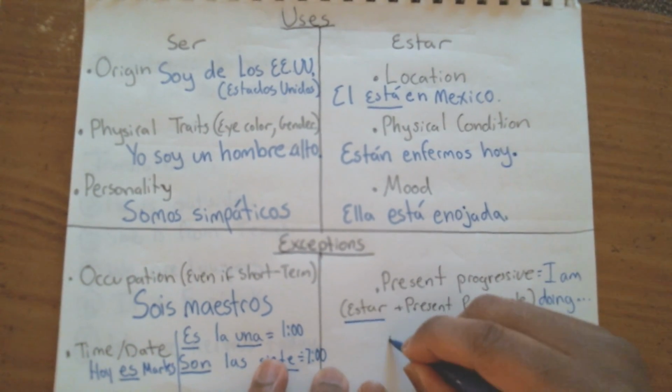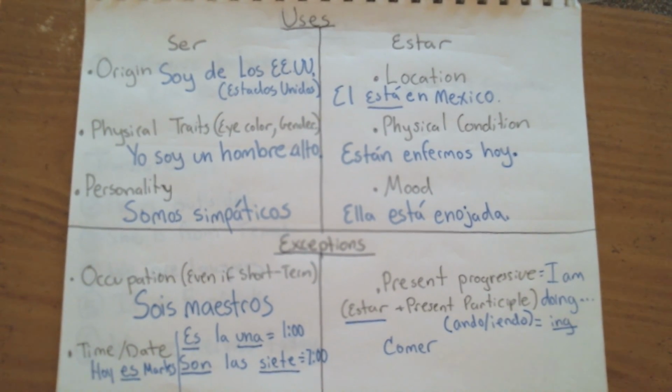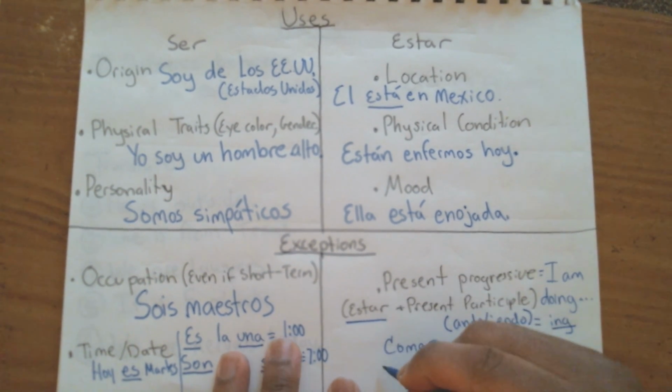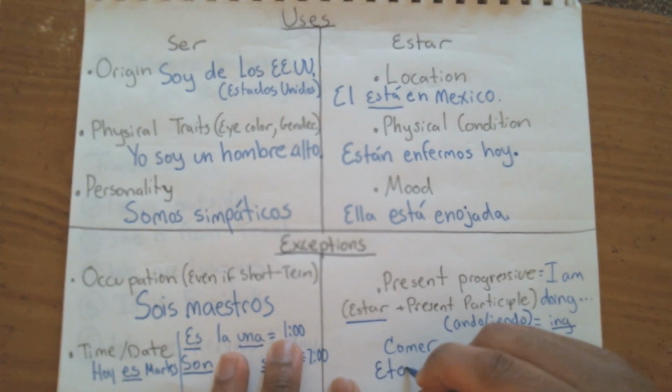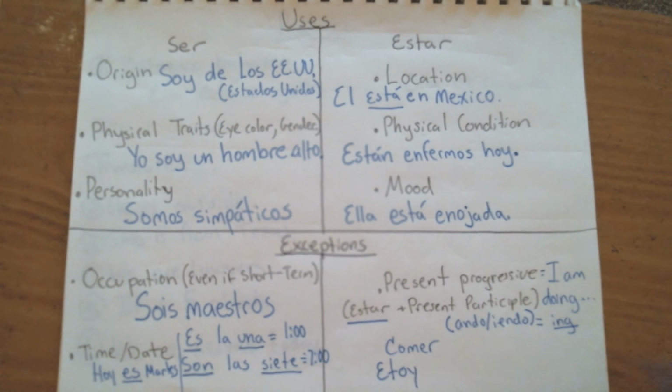Let's take the verb comer, for example. How would you express the thought, I am eating, okay? You would start with the appropriate form of estar, which would be estoy. Then you would take your verb and put it in the present participle. But which ending do you use? How do you know whether or not to use the iendo ending or the ando ending? Well, there's a very easy way to have this memorized.